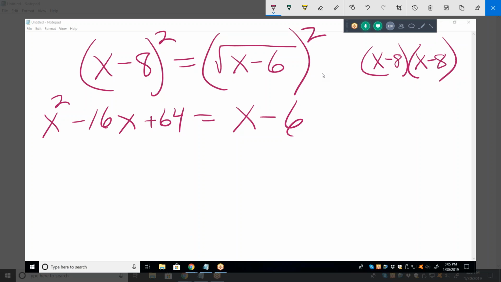Now, keep going. We still got to solve this. We're going to end up with a quadratic. But how do you solve a quadratic? You get everything on one side, you get 0 on the other. Which side are we going to put everything on? The left side? We'll start with getting rid of that x over on the right side. Okay, so would we subtract it? Okay, so what does that make? Instead of negative 16x, negative 17x, okay. And then add 6 on both sides, we get 70.